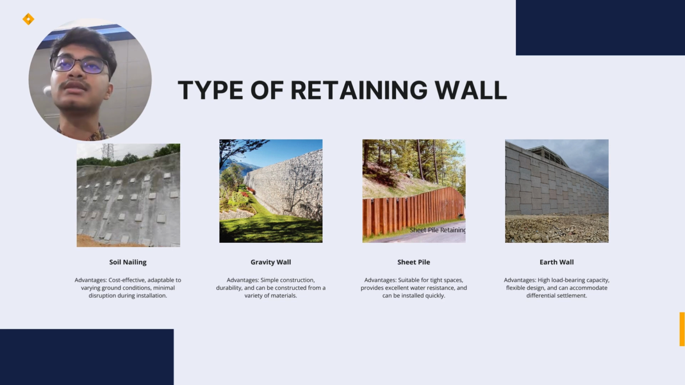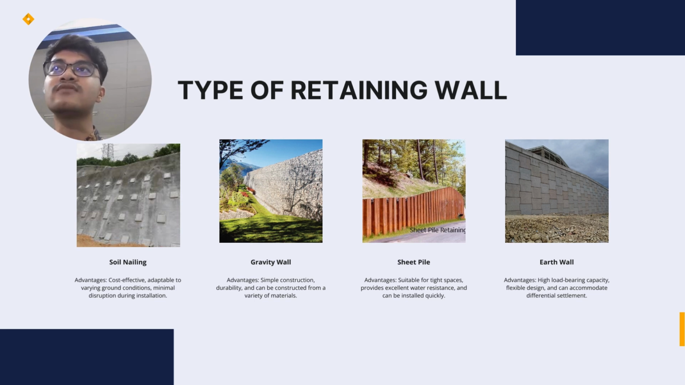So these are the types of retaining wall that are commonly used in Malaysian construction. The first one is soil nailing. Soil nailing is a technique used to reinforce and stabilize existing slopes and excavations. It involves drilling holes into the slope and inserting steel bars, which are the nails, that are then grouted in place. It is basically used for stabilizing slopes, retaining walls for deep excavation, and tunnel portals.